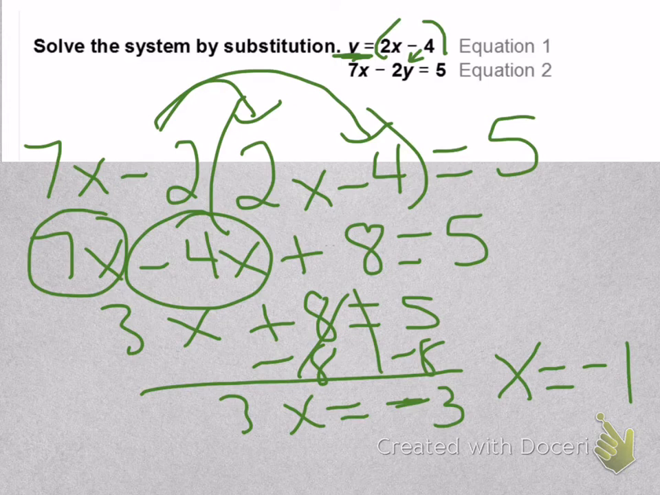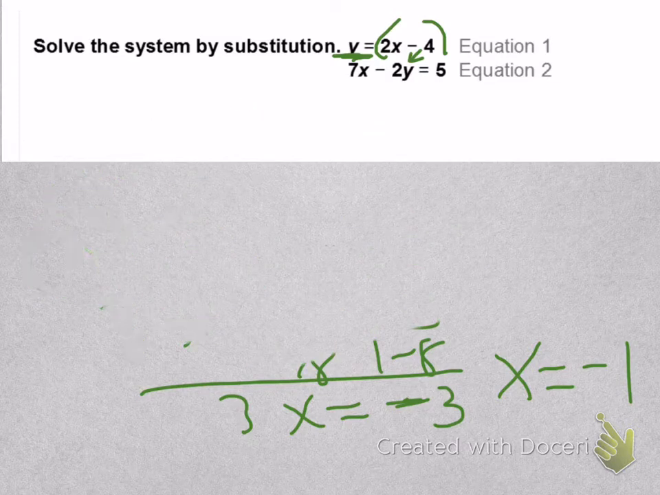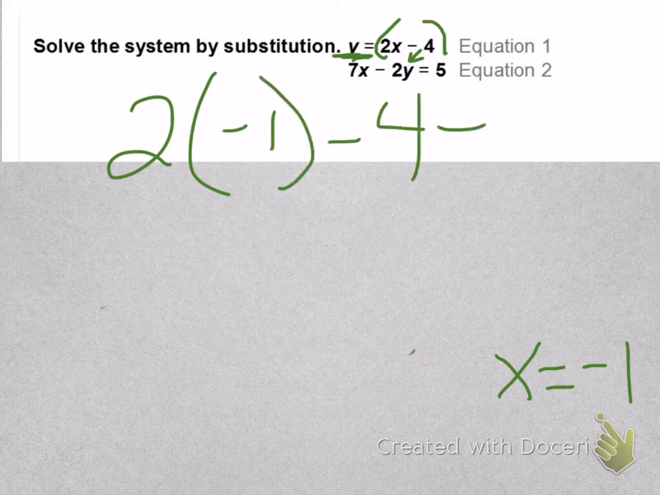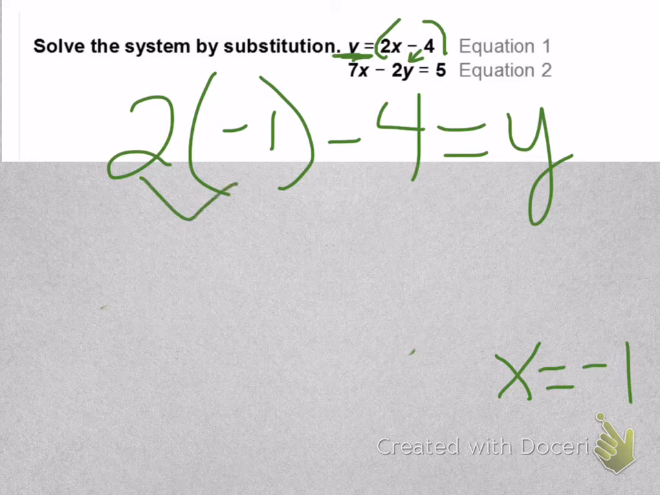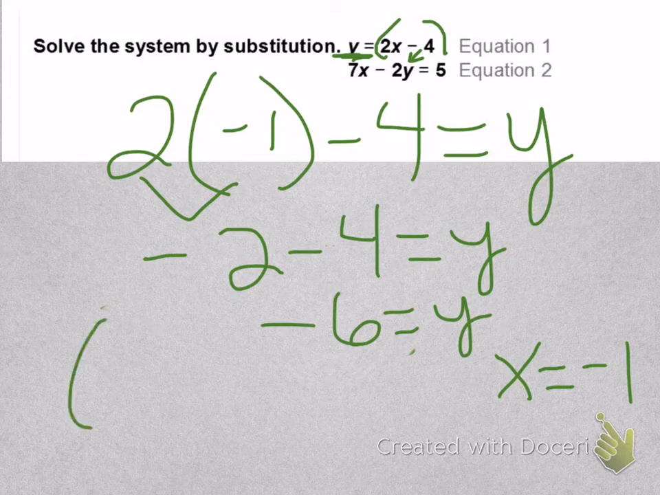So to find what the y value is, we just substitute in negative 1 into the first equation, which would be the easier equation. You could substitute in for either equation, but the top one would be easier. So now, if I do 2 times negative 1 minus 4, what does y equal? Well, 2 times negative 1 is negative 2. Minus 4 equals y. So negative 2 minus 4 is negative 6 equals y. So my solution would be negative 1 comma negative 6. Remember my x value and my y value.